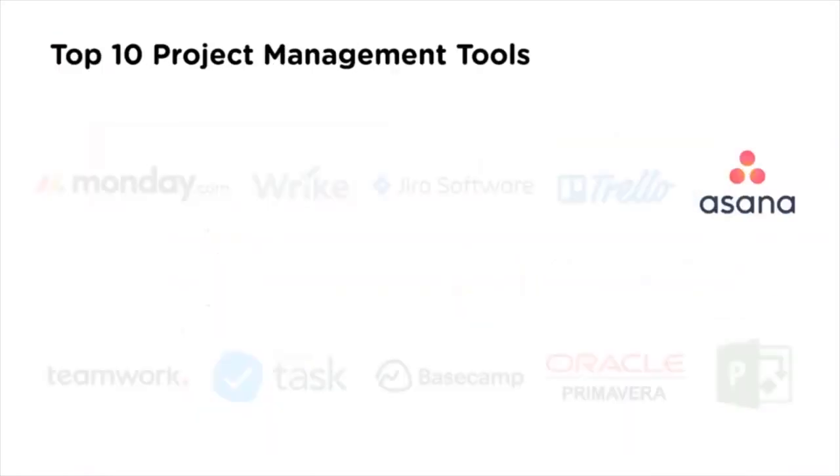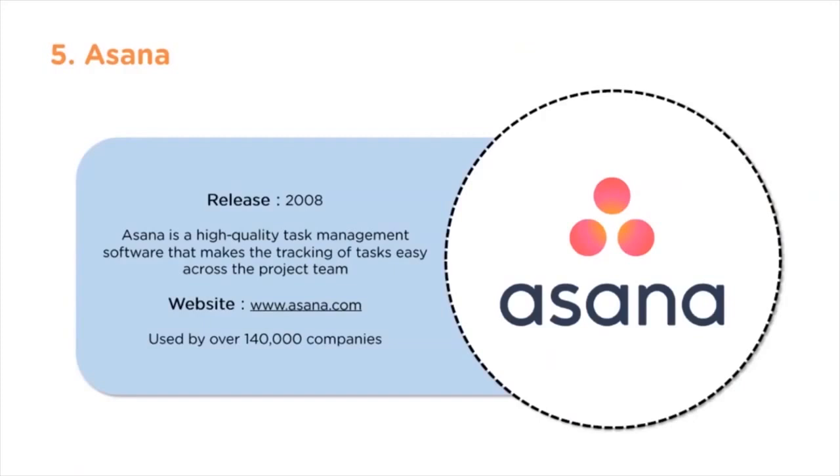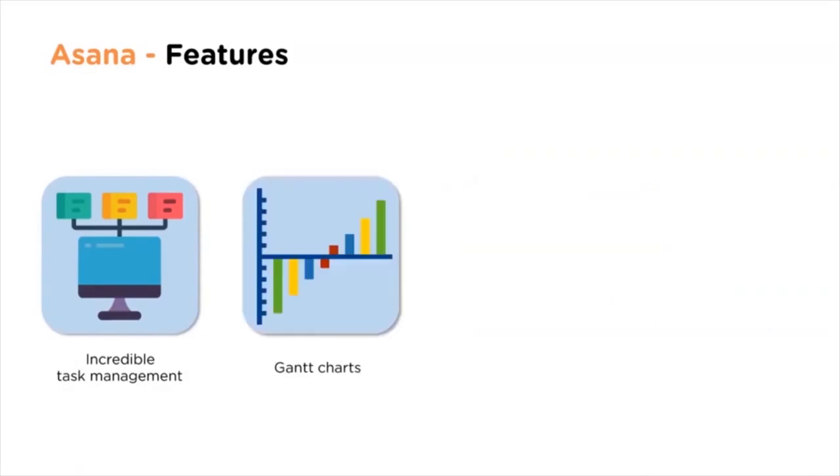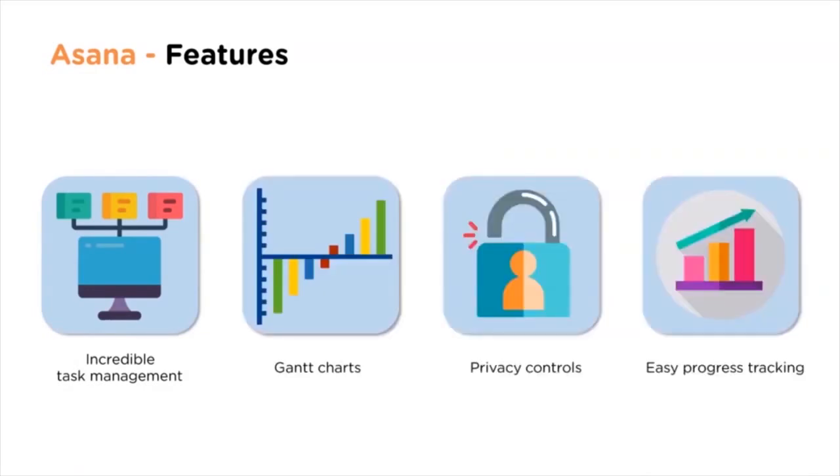Now let us look at Asana. The Asana tool was released during 2008. It is a high-quality task management software that makes the tracking of tasks easy across the project management. The website to access this tool is www.asana.com, used by over 140,000 companies. The features include incredible task management, Gantt charts, privacy controls, easy progress tracking.